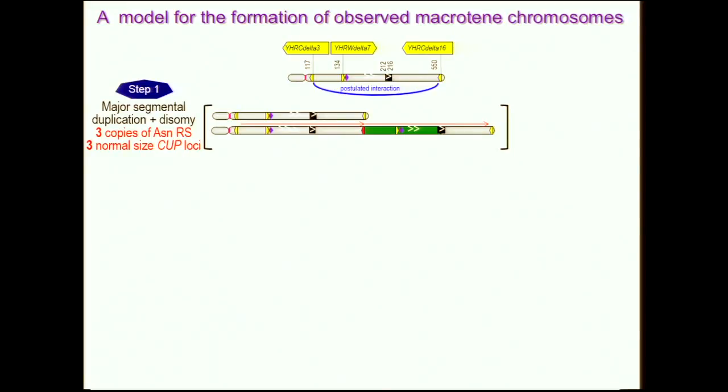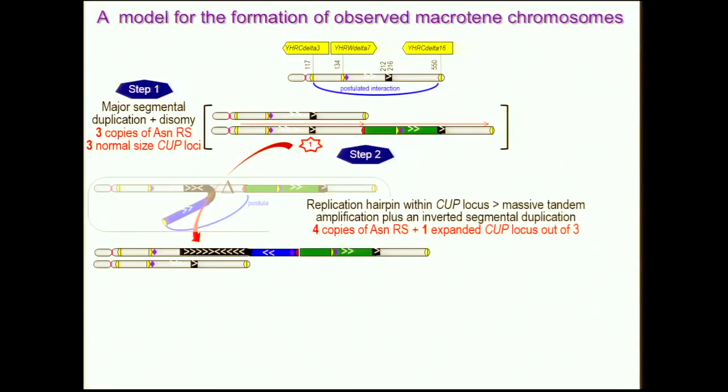This is in brackets because this was a hypothesis. I will show you that we have data for that. Now, if you inherited a chromosome like that, several things may happen. And we next postulate, based on our experiment, that in this structure there are three normal CUP loci, okay, which are themselves 16 copies of CUP loci.